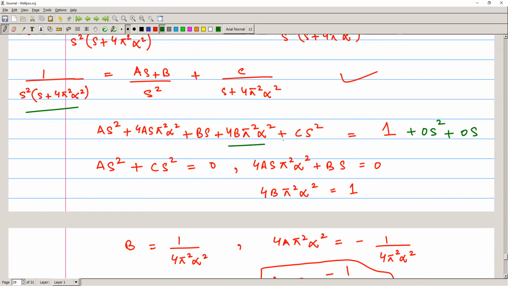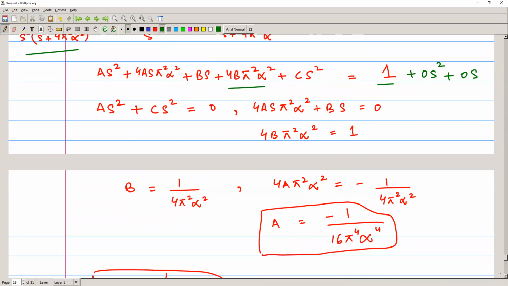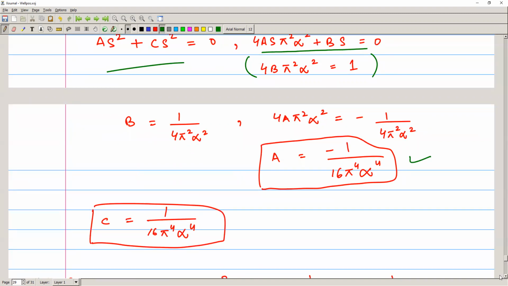So this is the constant term, so it will be compared with 1, and from here we will find the value of b, and then we will substitute to find the value of a and c, right, in these equations respectively. So we found a, we found b, and we found c. This is b and this is c, right?